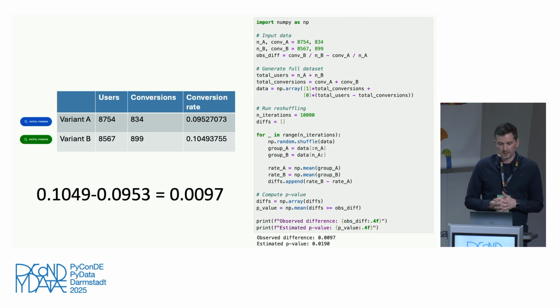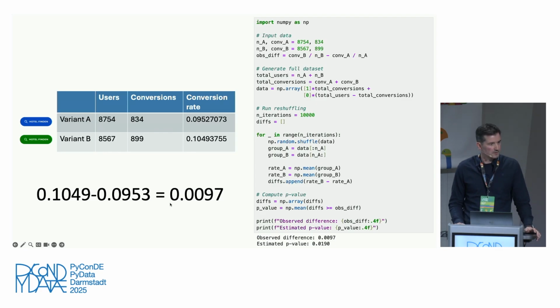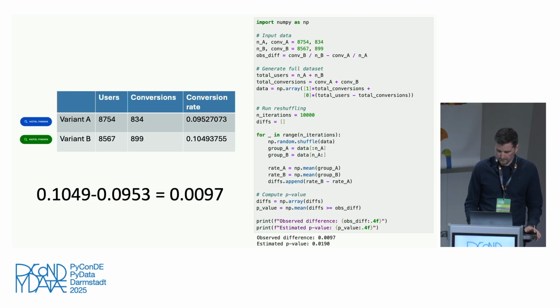Just to remind you, we just looked at the overall hotel basket value numbers. But you say, usually I'm interested in conversions, like how many people booked or how many people actually clicked this button. You can do the same thing. You have the number of users, you have the number of conversions, you have a conversion rate, and you assume B is this time better. You just subtract A from B. You have 0.0097. And now again, the same question: is this big enough for me to say that B is actually better than A?